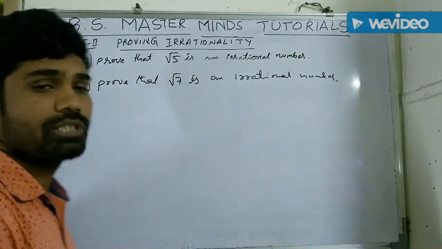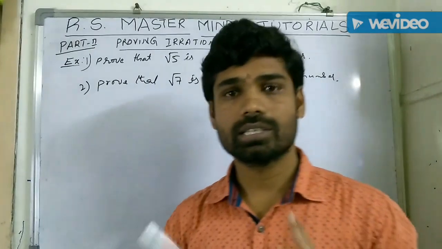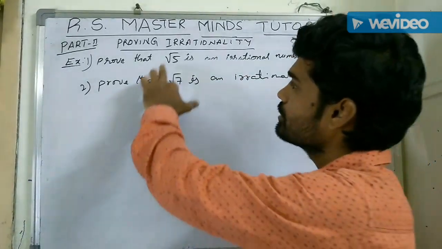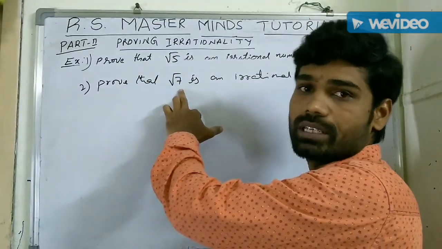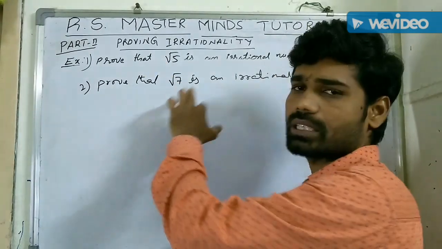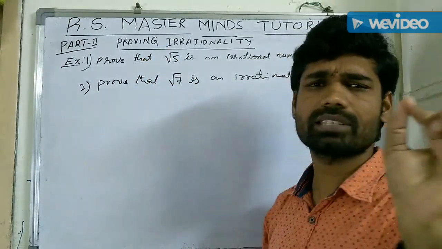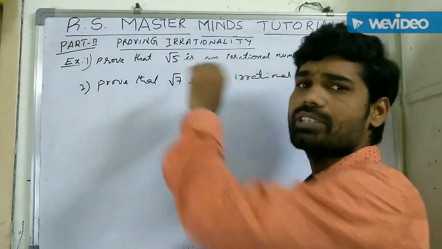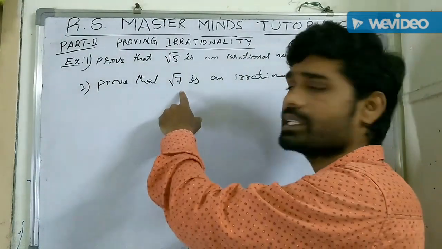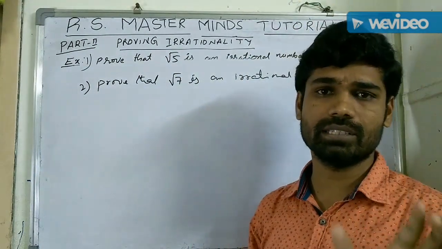These two problems, just solve them neatly and send to me. Okay. So what are those? Under root of 5 and under root of 7. Just you have to change the place of 3. In the place of 3, you have to write 5, and in the place of 3, you have to write 7, and the remaining steps are as they are.